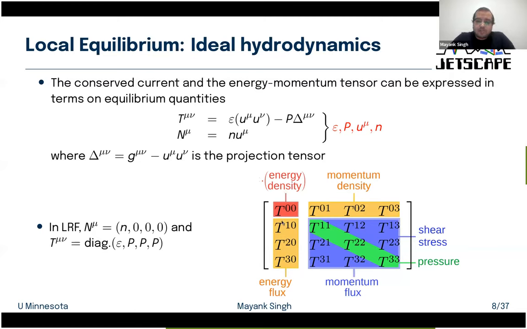In a general frame, this is the interpretation. This component is the energy density. This is the pressure components. This is the density of momentum. This is the flux of energy in the first, second, and third direction. And the off-diagonal terms in this blue box here are essentially the momentum flux of the ith component going in the jth direction.